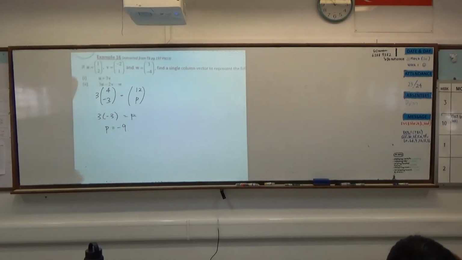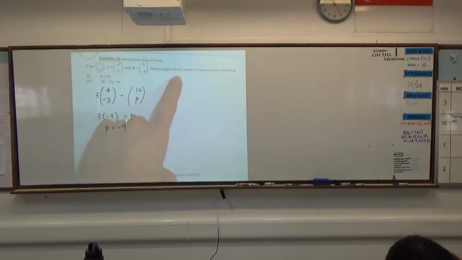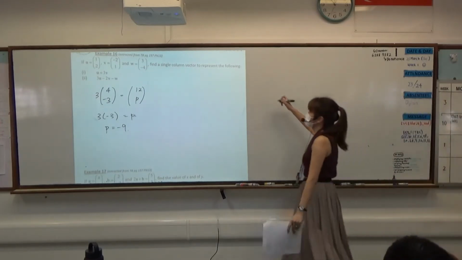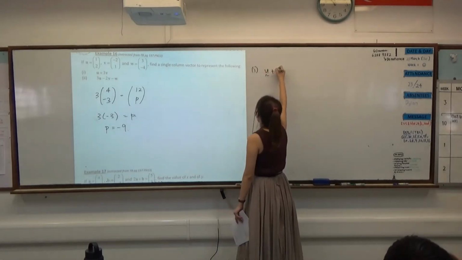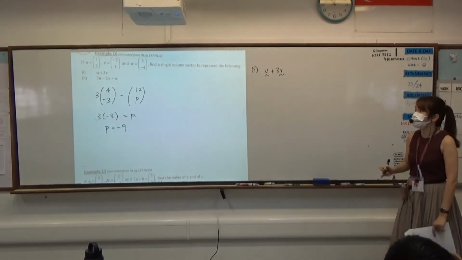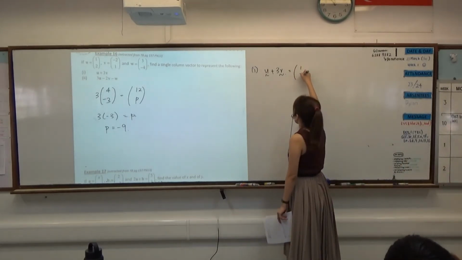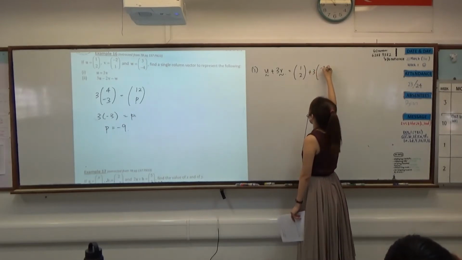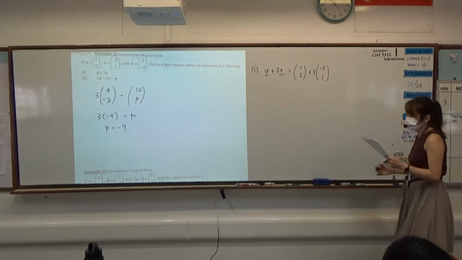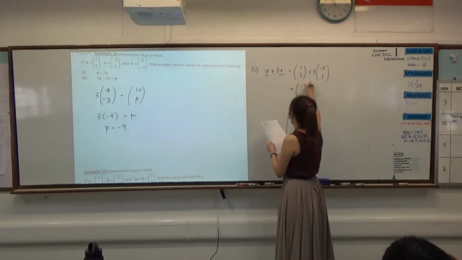For examples 16 and 17, we do our simplification in terms of finding the single column vector, similar to how we work our matrices. In part 1, we're trying to find the column vector that represents u plus 3v. So u is 1, 2 and v is negative 2, 1. This is what it means. Calculate it and we get negative 5, 5.